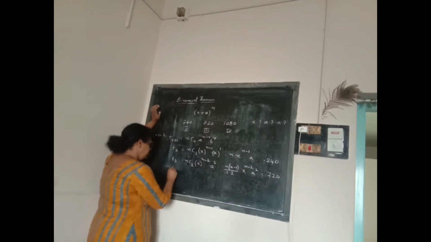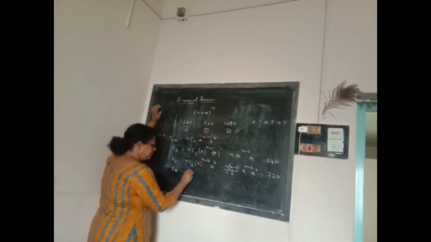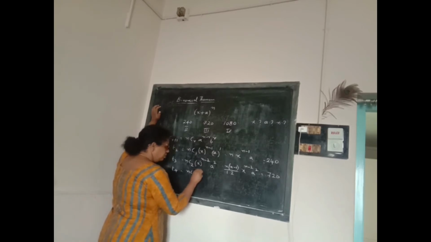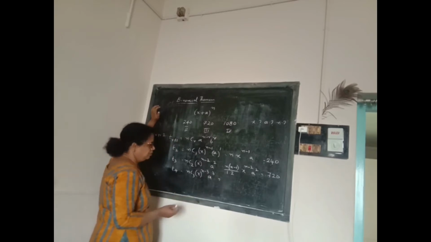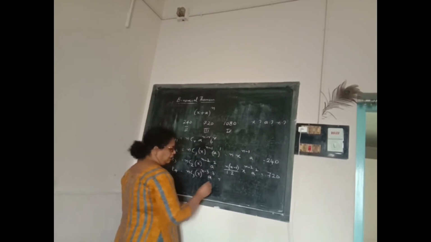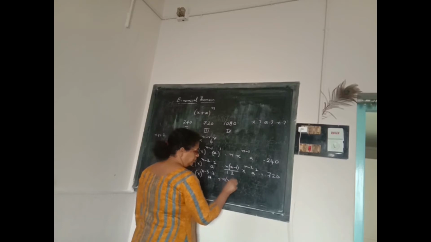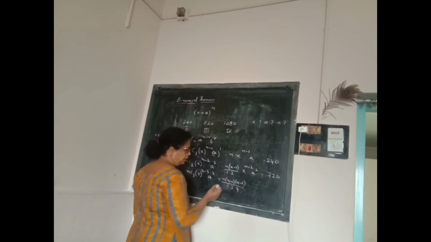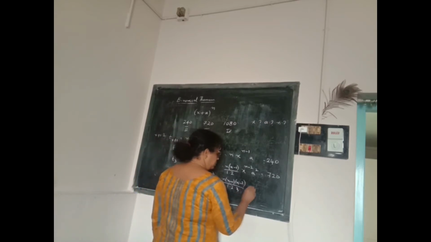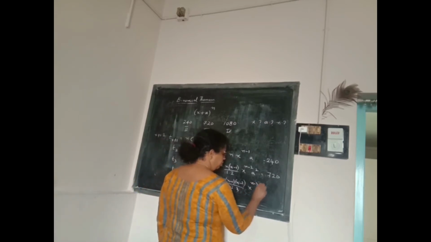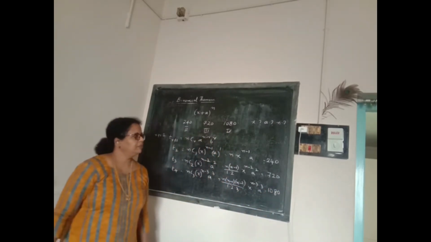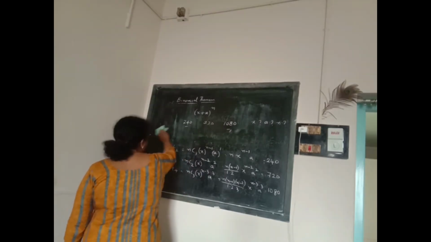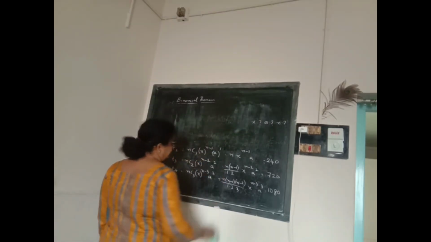Now the fourth term means r is 3. So nC3 x raised to n minus 3 a raised to 3 is equal to n into n minus 1 into n minus 2 by 1 into 2 into 3, x raised to n minus 3 a cube is equal to 1080. These are the three equations given. From these we have to get x, a and n. You have to divide, then you will get the answer.